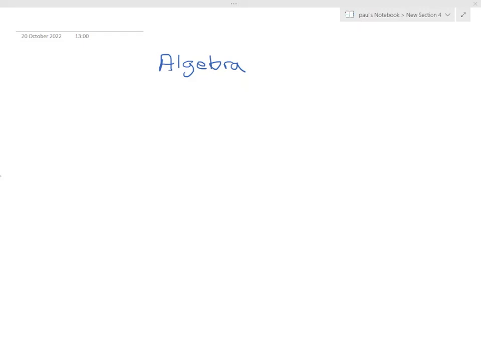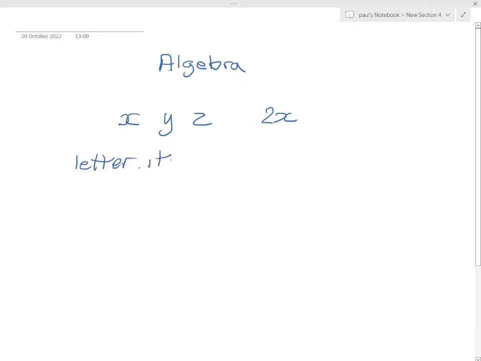Okay, so algebra uses letters such as X and Y and Z, etc. And it uses combinations of letters as well. Now, the reason why we use a letter is because it's a variable. It can change, the value can change.